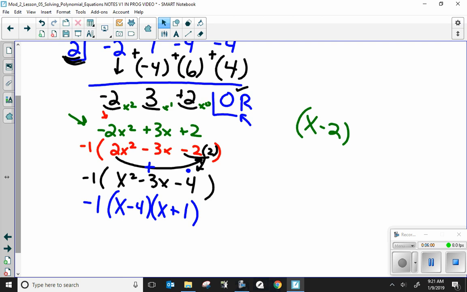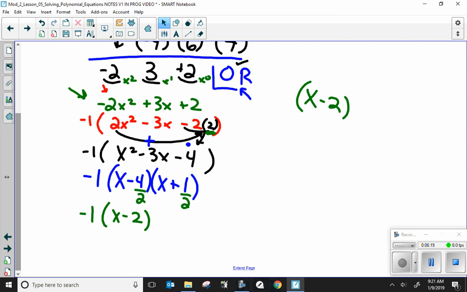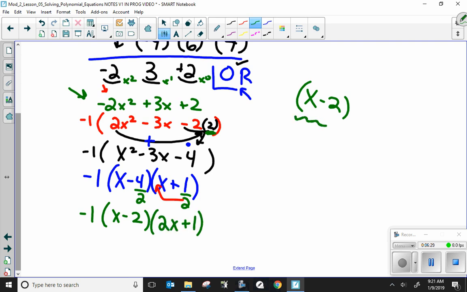Now, do not forget, since I multiplied a 2 out, I can't stop here. I need to divide my 2 back into both ends. So when everything is all said and done, I have my -1. This turns into x minus 2. Since I cannot reduce 1/2 anymore, bottoms up, my 2 goes right out front. So that becomes 2x plus 1. Now, let's not forget, this was also a factor.